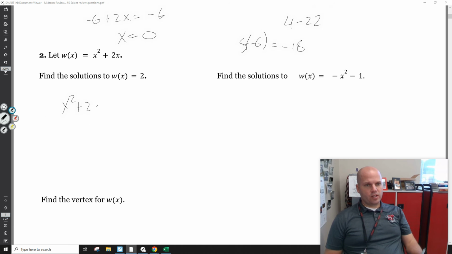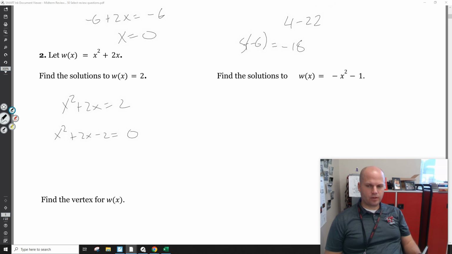When does w of x equal 2? Going to move everything onto the same side. Trying to factor: two numbers that multiply to get 2 and add to get 2. Doesn't exist. Completing the square is an option. Quadratic formula is an option. X equals the opposite of b, plus or minus, over 2a. I like to do it this way.